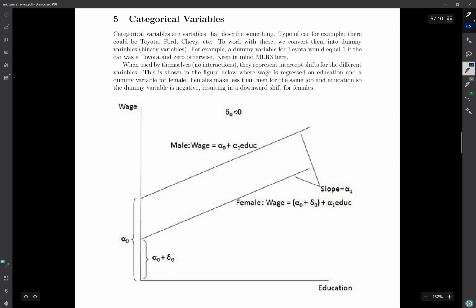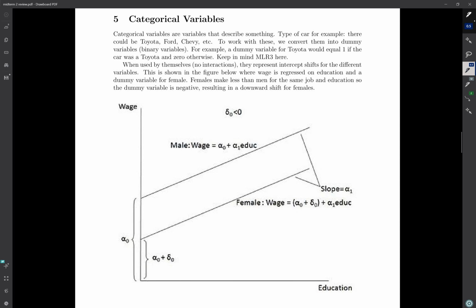So what is a dummy variable? A dummy variable is, again, just some variable that is one if and only if it has some characteristic. Like female, for example, or if it's a Toyota or not. And basically, the effect of this dummy variable, in the most basic sense, is that it's an intercept shifter. So let me show you what that means.